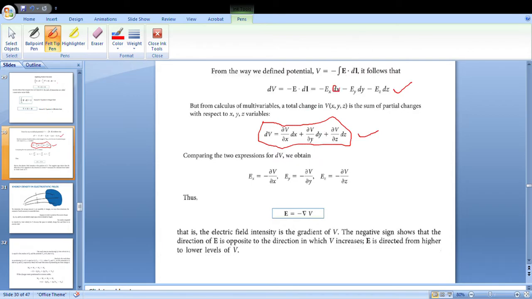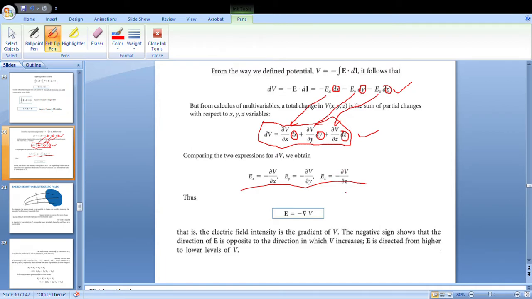In place of dx here, we have dx here, right? Here dy, and here also we have dy, and here dz, and here also we have dz, right? So now minus Ex can be equated to this, Ey can be equated to this, and Ez can be equated to this. So that is what exactly is written here. Ex is equal to minus dou V by dou x, Ey is equal to minus dou V by dou y, and Ez is equal to minus dou V by dou z.